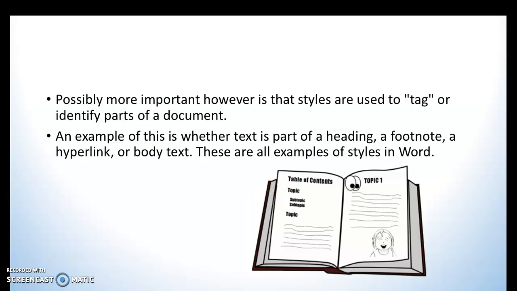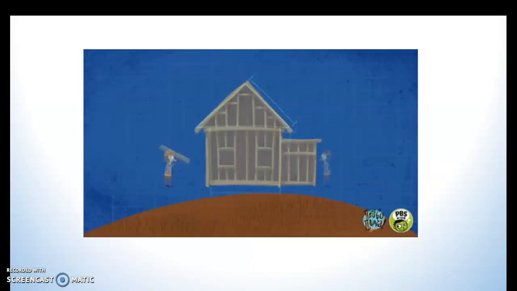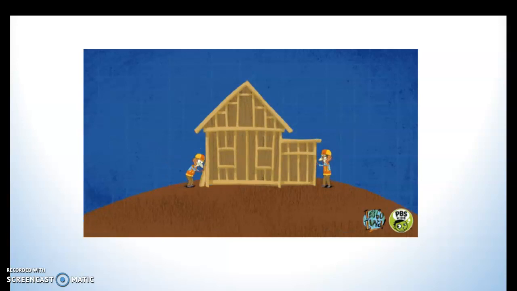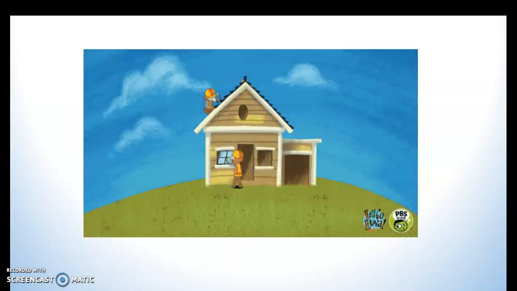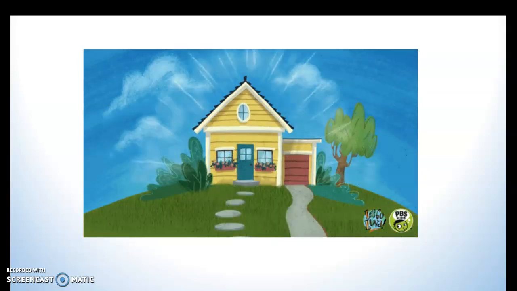Possibly more important, however, is that styles are used to tag or identify parts of a document. An example of this is whether text is part of a heading, a footnote, a hyperlink, or body text. These are all examples of styles in Word. Styles are the architecture upon which Word is based. Just about everything in Word is style-driven. In fact, many people in the industry refer to Word as a style-driven program.